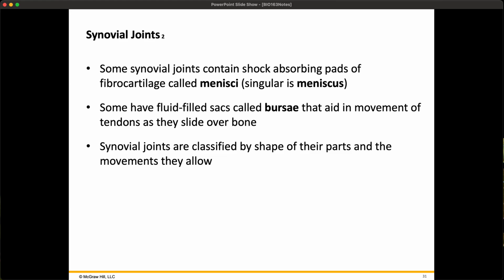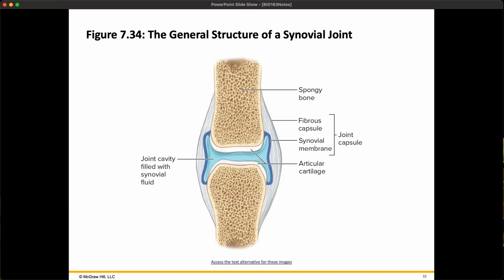they can check and make sure that no seals have busted, nothing's leaking out, there's no metal rubbing against metal. That's like bone rubbing against bone, and it can create a lot of damage and really inhibit function. And synovial joints can also be classified by the shape of their parts and the movements that they allow. So we'll look at a couple of different shapes and movements from those synovial joints. Here's that picture of it though.